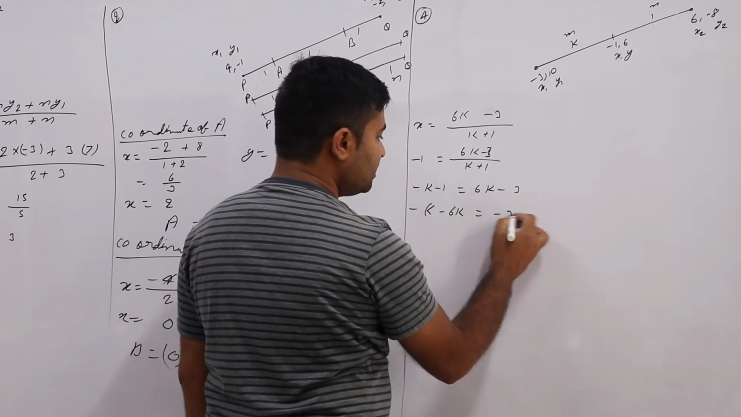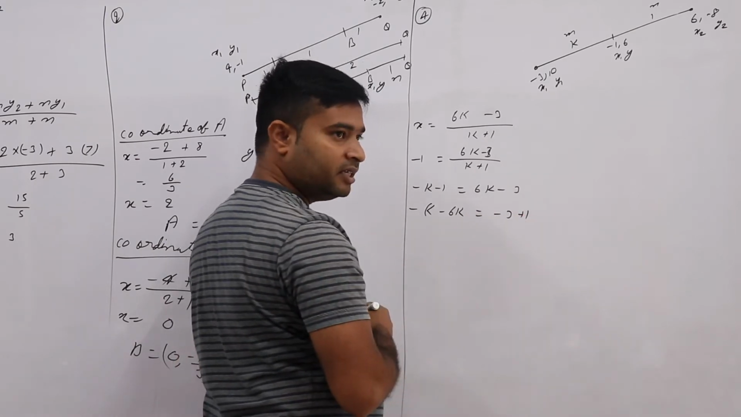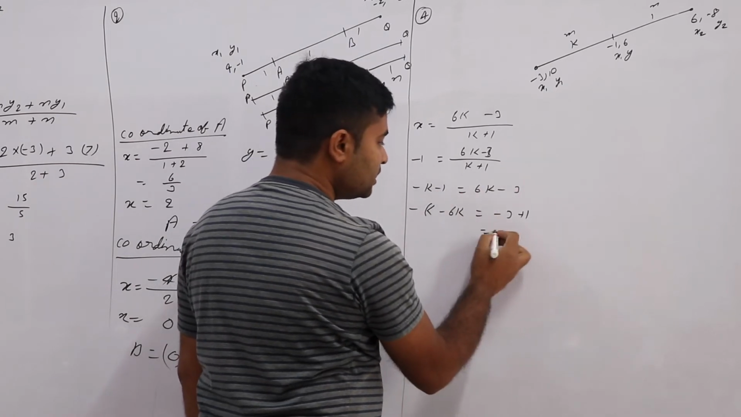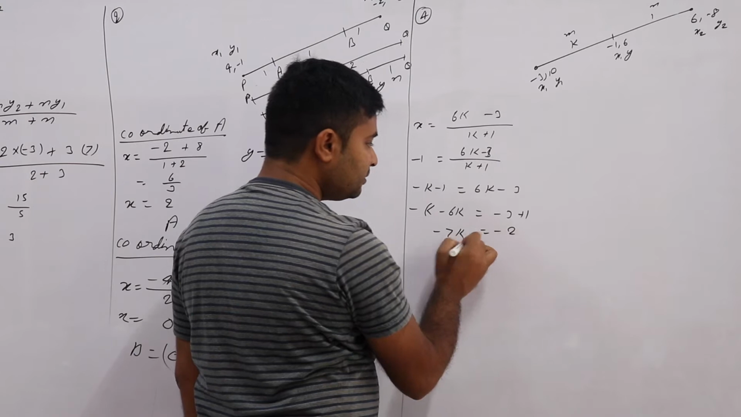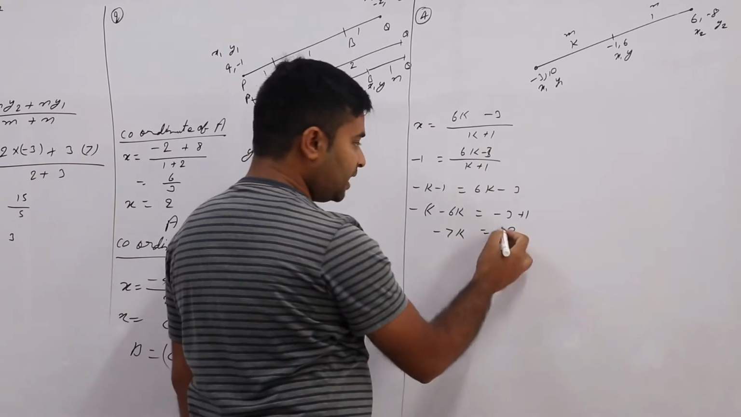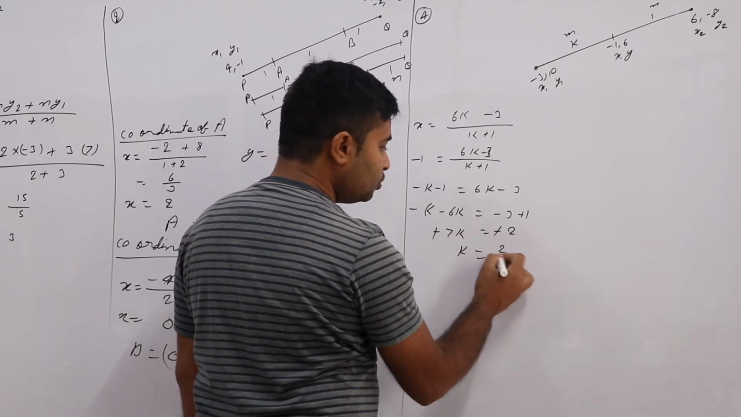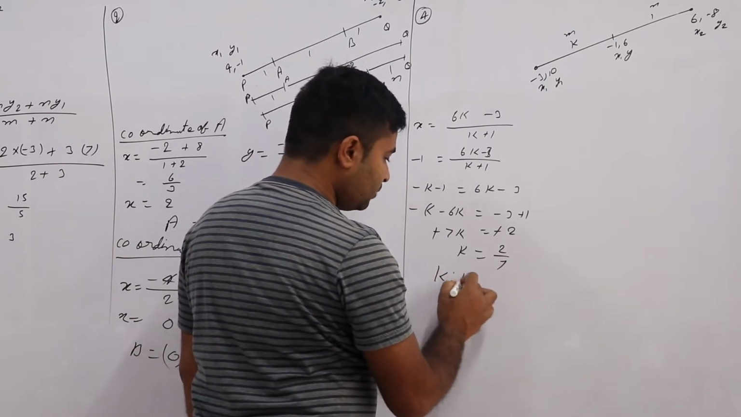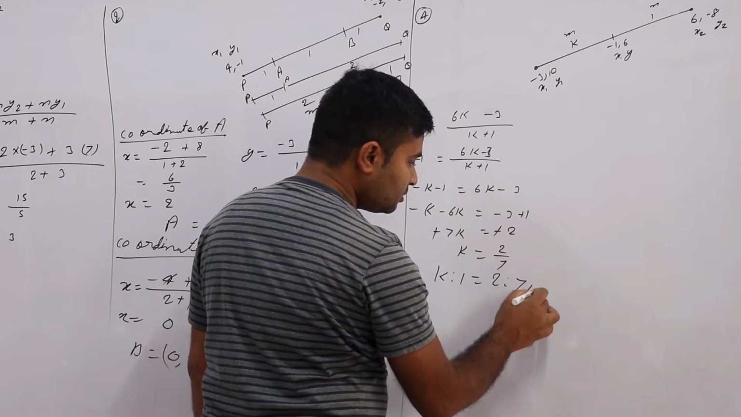Is equal to minus 3 plus 1. Yes, na? This side minus 1, this side plus 1. So this is minus 2, this is minus 7k. Yes or no? Minus minus get cancelled. k is equal to 2 by 7. Means k is to 1 is equal to 2 is to 7.